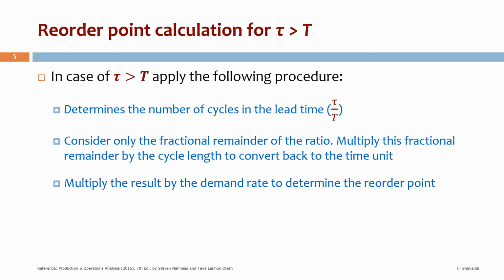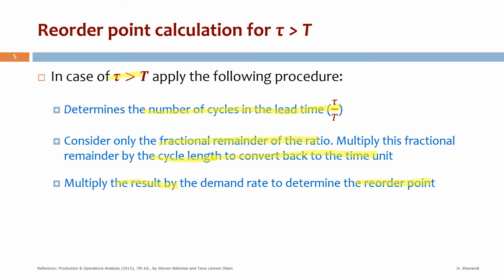So here, whenever we do have tau greater than t, we need to apply this procedure. At first, we determine the number of cycles in the lead time by dividing tau by t, and then we will just consider the fractional remainder of the ratio. Then multiply this fractional remainder by the cycle length in order to convert back to the unit time. And then we will multiply that result by the demand rate in order to obtain the reorder point.